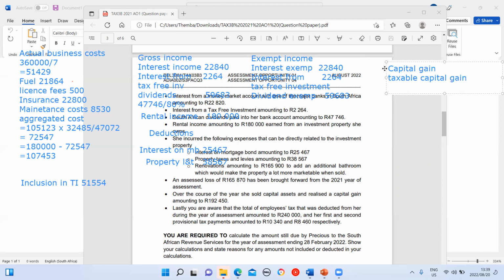That will simply be equal to, you should know your rules here in terms of individuals, 192,450 minus the 40,000 rand exclusion, multiplied by 40 percent. It will give you an amount of 60,980.